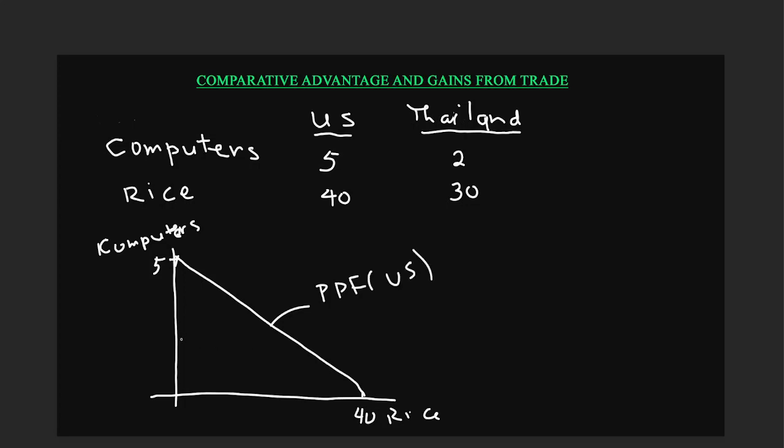Okay, let's do the same for Thailand. It produces 2 computers and 30 bags of rice. Okay, let's join. Okay, this is Thailand's PPF.